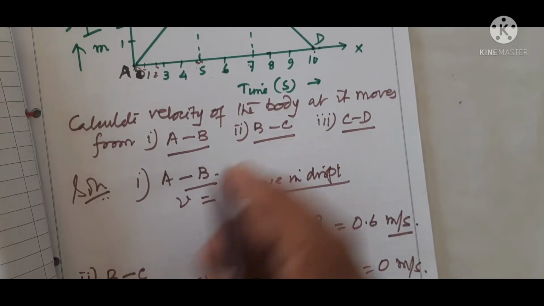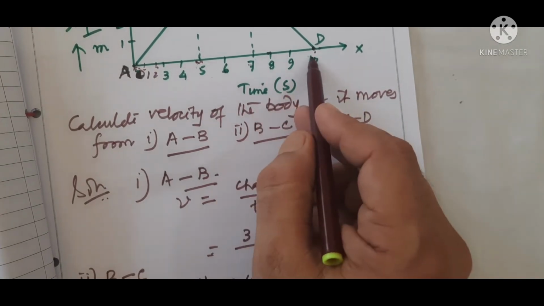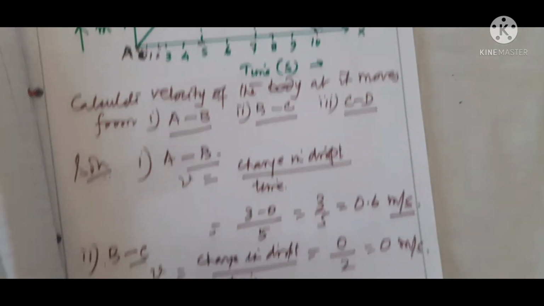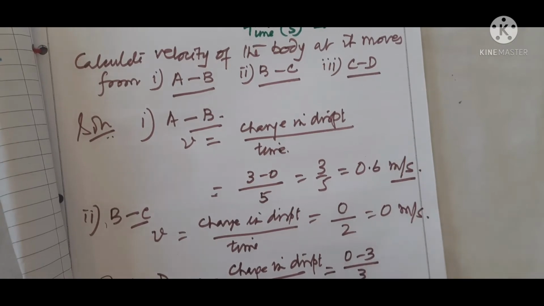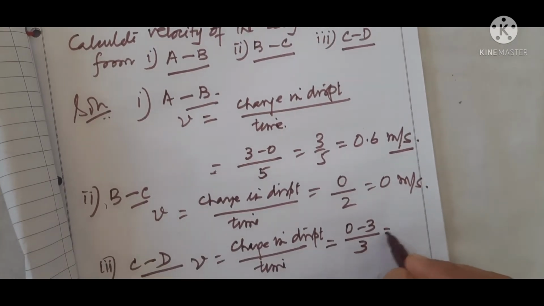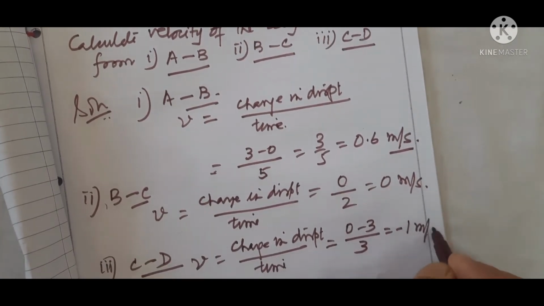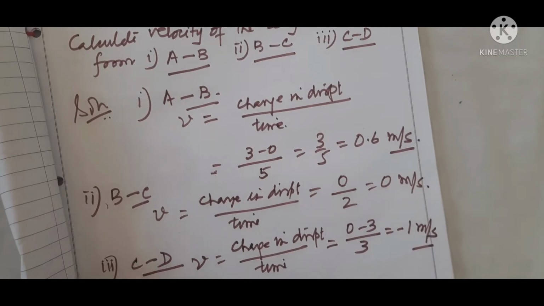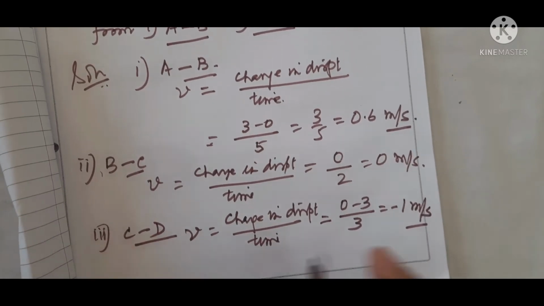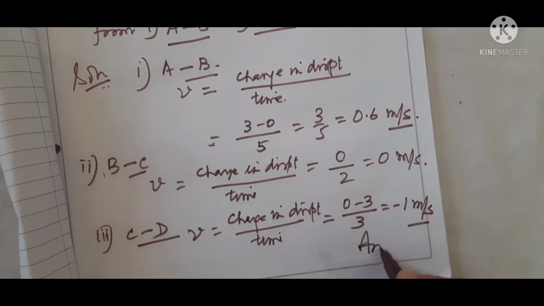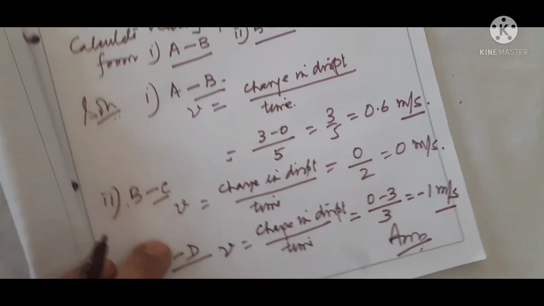अब यहाँ से यहाँ टाइम कितना लगा है? 10 और 7 के बीच, 10 minus 7, that is 3 seconds. That is your minus 1 meter per second. Minus 1 meter per second. That is your answer. Clear?